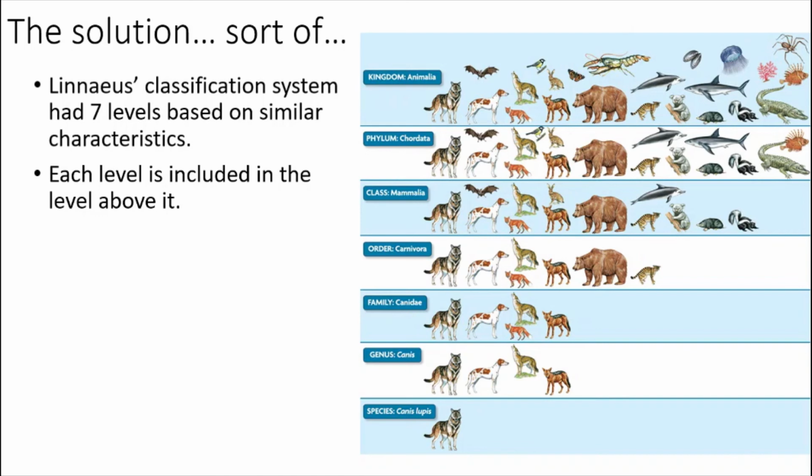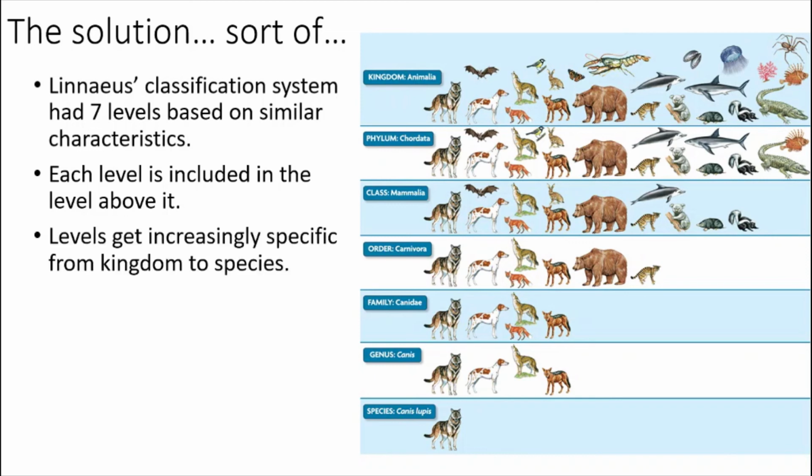Consider the order Carnivora. All of the organisms that you see in that order are carnivores, meaning they eat meat, but they're also mammals, chordates, and animals. As you move down the chart from kingdom to species, the descriptions become more and more specific, to the point that fewer and fewer organisms can fit into each category. This means that by the time you get to the bottom, to species, there should be only one organism left, that particular species that fits with all of the descriptors that come above.